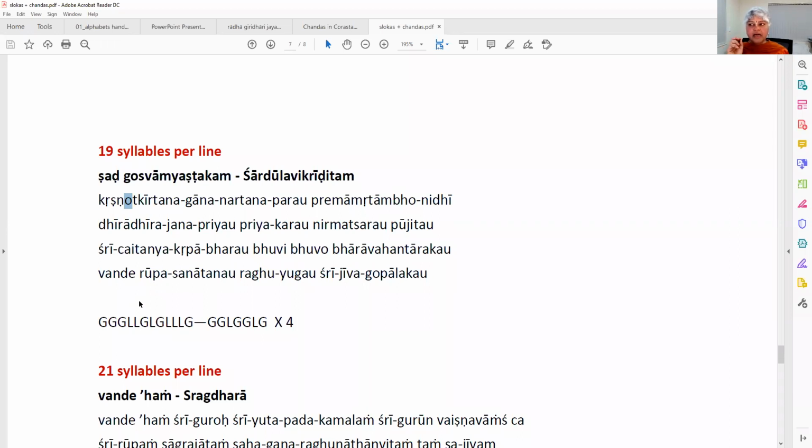Krishnot Kirtana Gana Nartana Parau Premamritambho Nidhi Dhira Dhira Jana Priyau Priyakarau Nirmatsarau Pujitau.